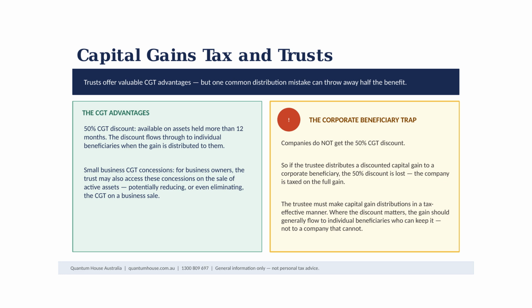The lesson is that the trustee must make capital gain distributions in a tax-effective manner. Where the CGT discount matters, the gain should generally flow to individual beneficiaries who can retain the discount, not to a company that cannot. This is exactly the kind of decision where getting advice before the distribution is made pays for itself many times over.